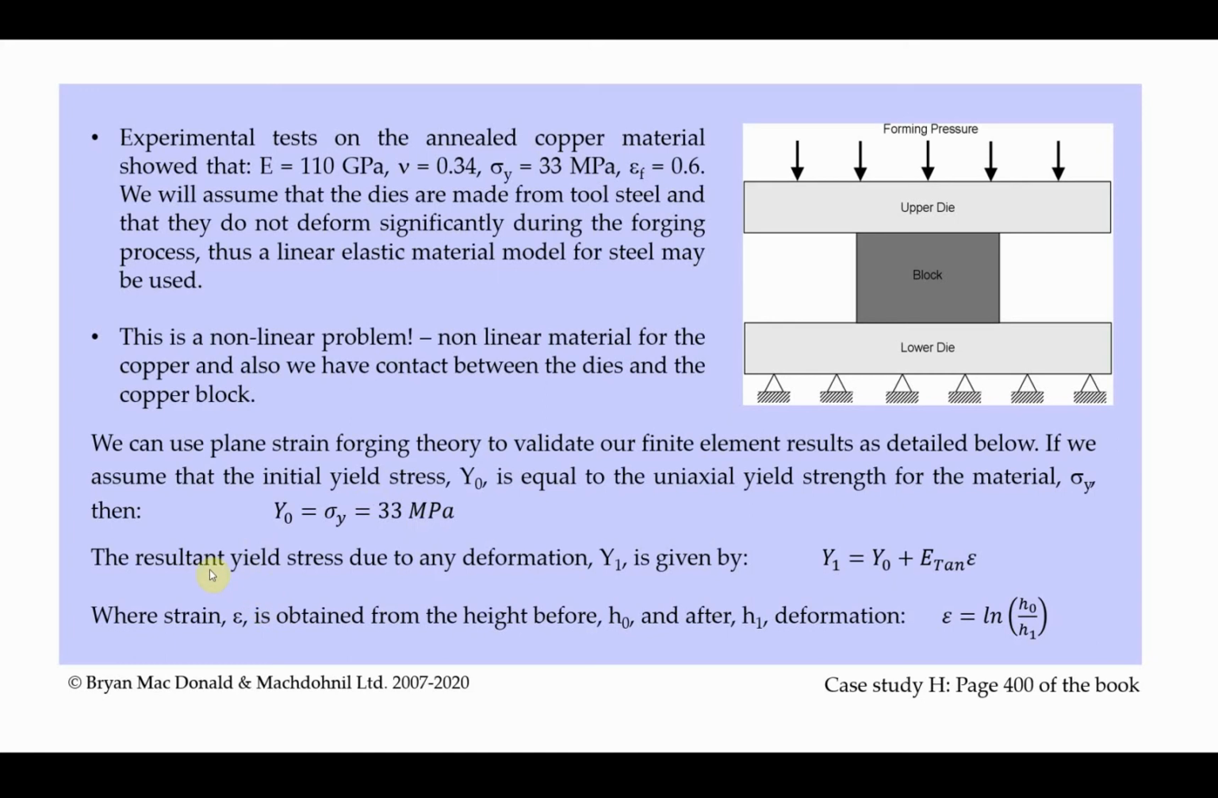The resultant yield stress due to any deformation, Y1, is then given by Y1 equals Y0 plus the tangent modulus times the strain at that deformation level. Strain is obtained from the height before, h0, and after deformation, h1. So strain is the natural log of h0 divided by h1. Again, this is true strain, not engineering strain.